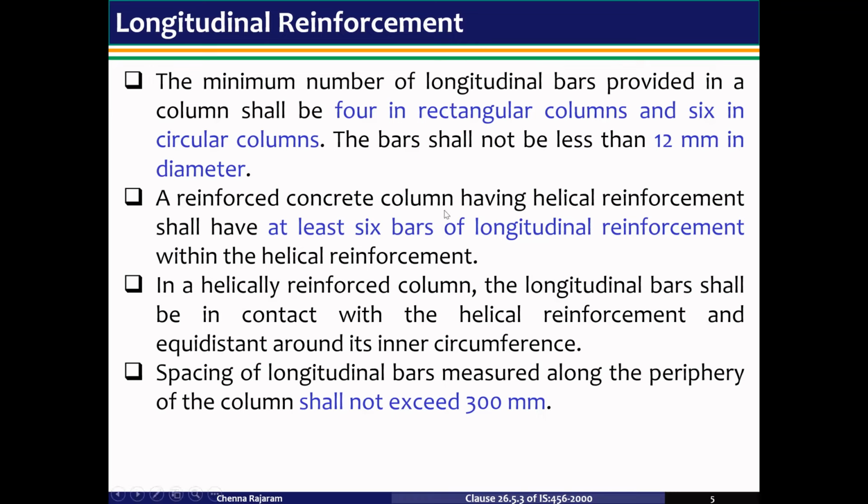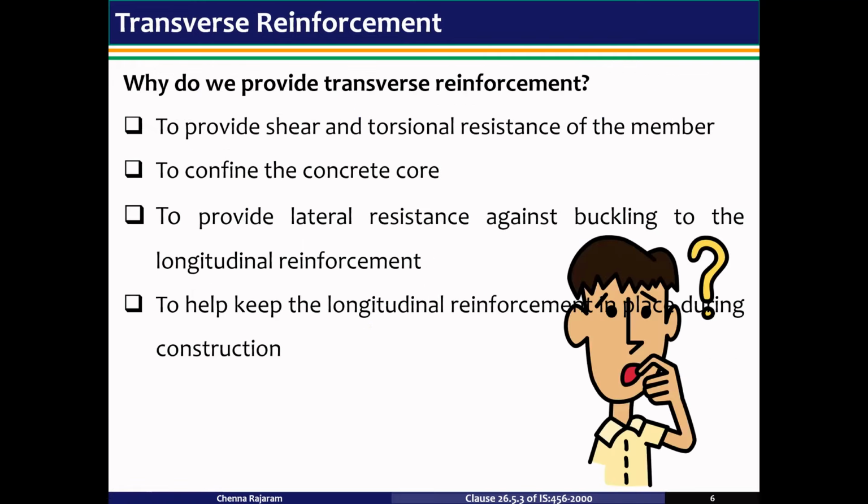A reinforced concrete column having helical reinforcement shall have at least 6 bars of longitudinal reinforcement with the helical reinforcement. In a helically reinforced column, the longitudinal bars shall be in contact with the helical reinforcement and equidistant around its inner circumference. The spacing of longitudinal bars measured along the periphery of the column shall not exceed 300 mm.